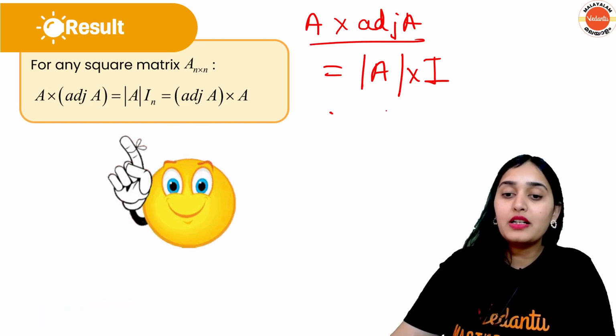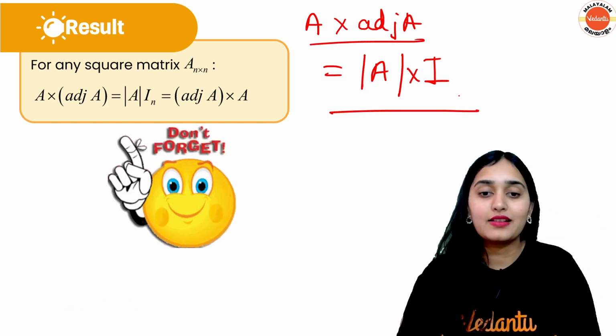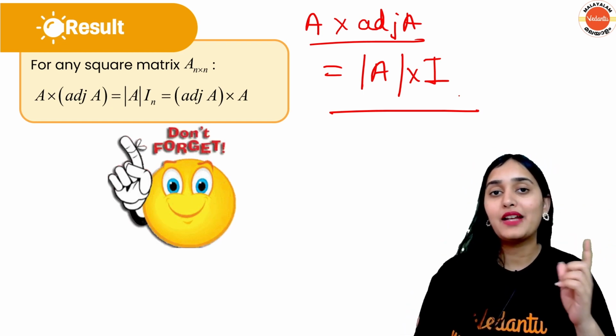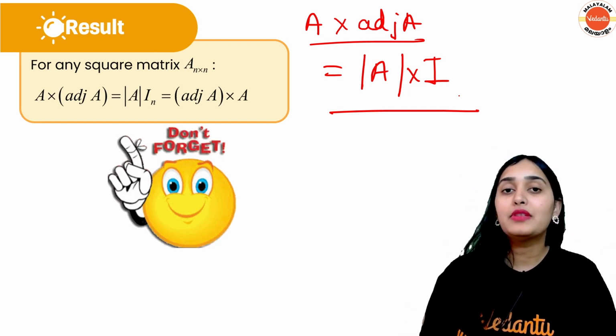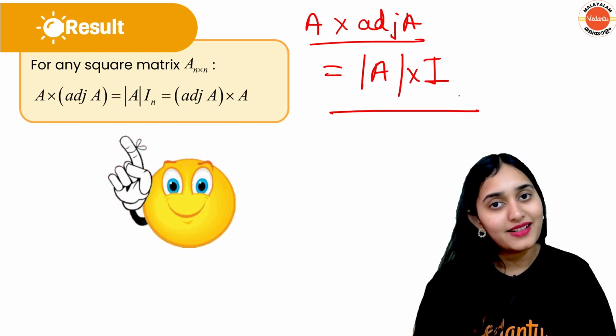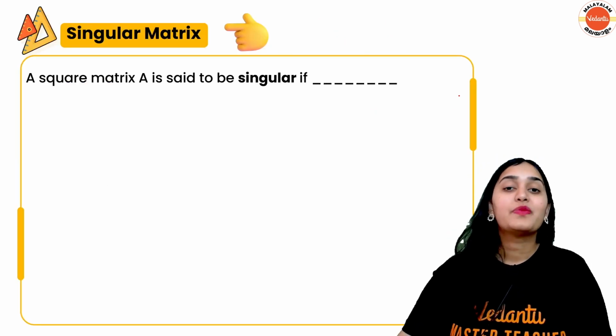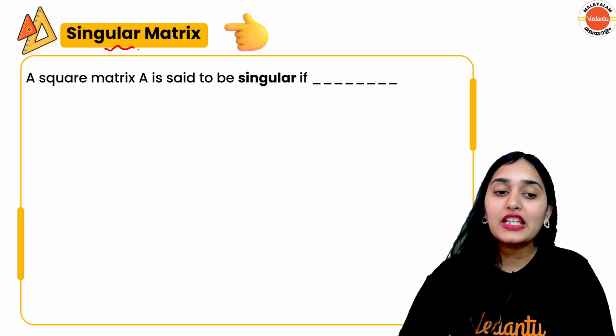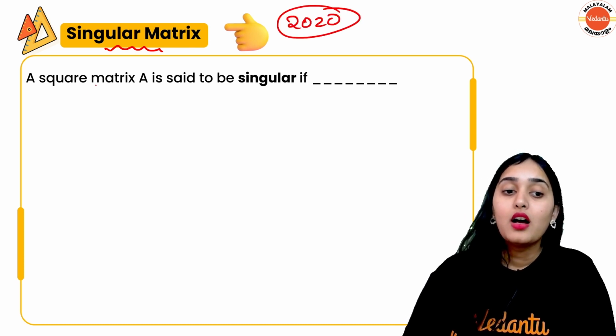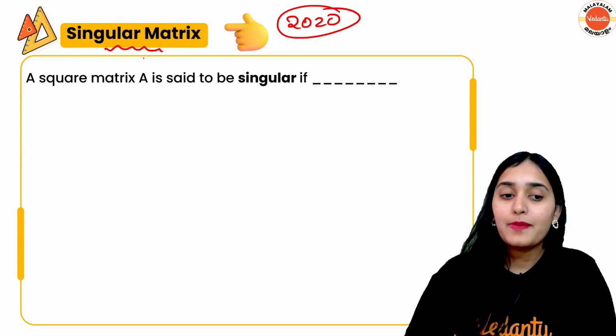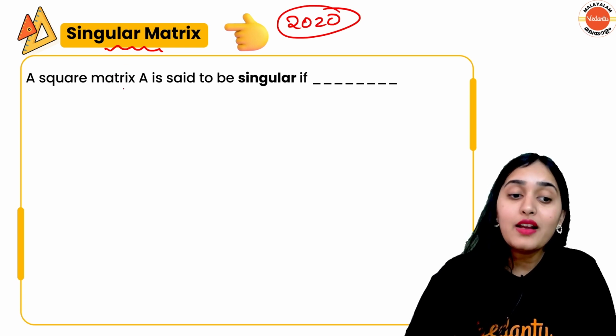So this is an important property. You will always get this: a matrix multiplied with its adjoint is the determinant multiplied with the identity matrix. Okay. Now, next is, what is a singular matrix? This was also asked in the 2020 question paper or even the 2021 question paper. Okay. What is a singular matrix?